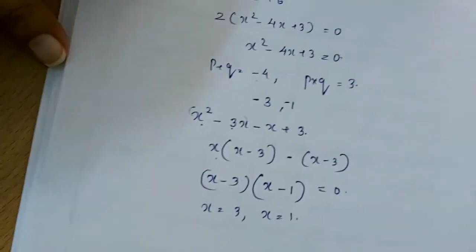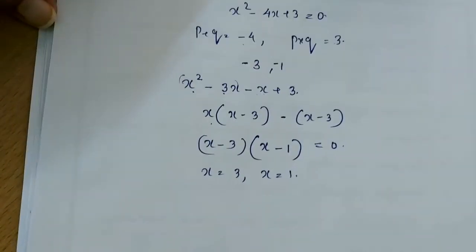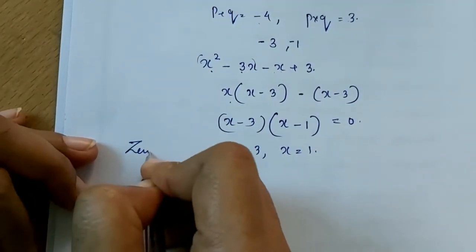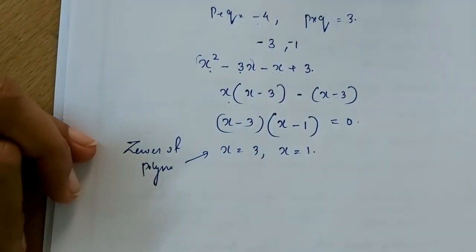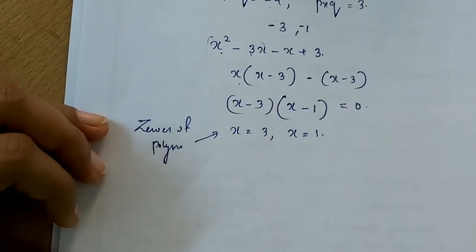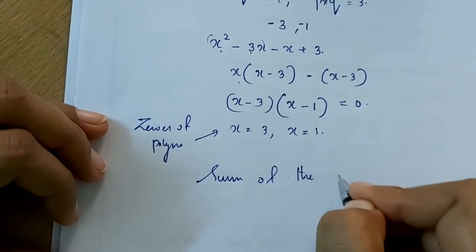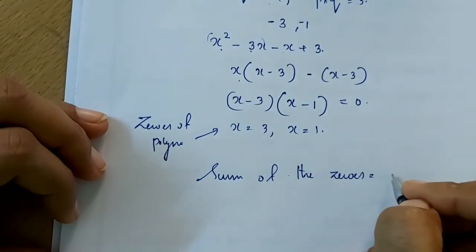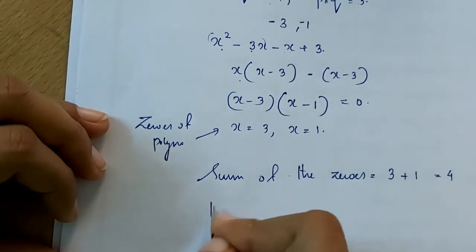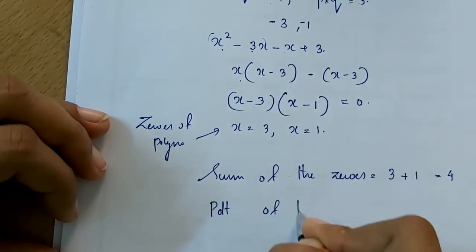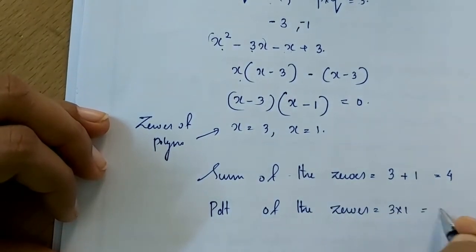Let's go to the main title: relationship between zeros and coefficients of the polynomial. Here the zeros of the polynomial are x = 3 and x = 1. Let's find out the sum of the zeros. Sum of the zeros is equal to 3 + 1, which is equal to 4. Similarly, the product of the zeros is 3 × 1, which is equal to 3.